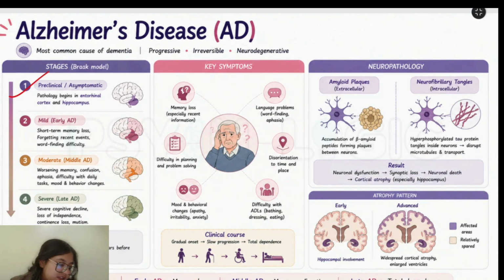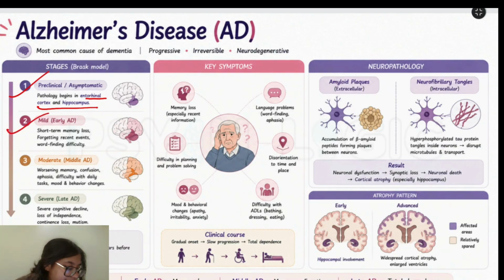Let's start with its stages. First stage is preclinical or asymptomatic. The disease begins years, even decades, before the symptoms appear. In this phase they'll continue working, driving, managing their family. Nothing will be suspicious in nature. The damage will occur in the entorhinal cortex and the hippocampus. It is not detectable; the pathology starts even before the symptoms appear.